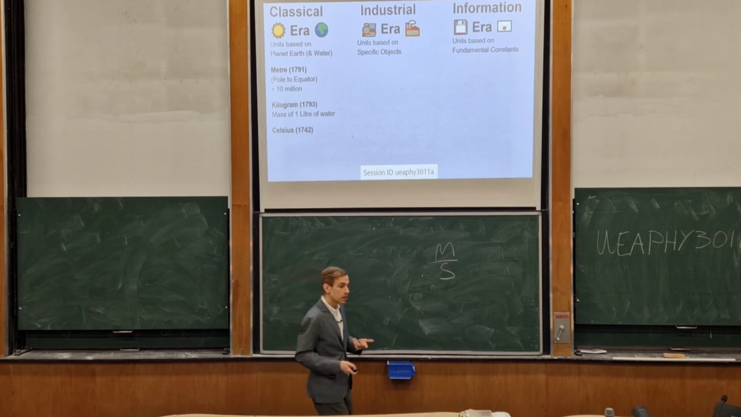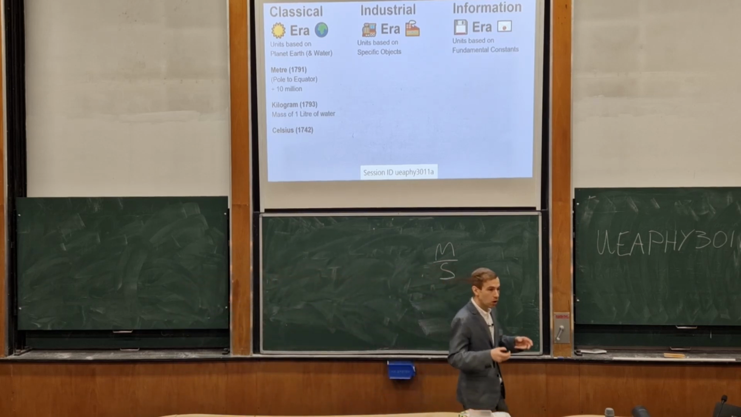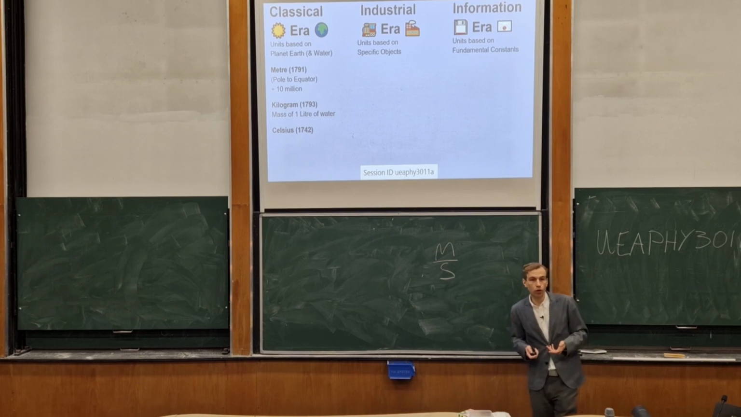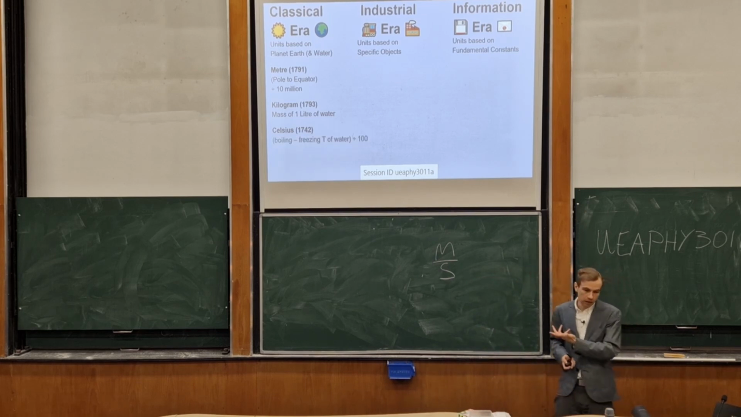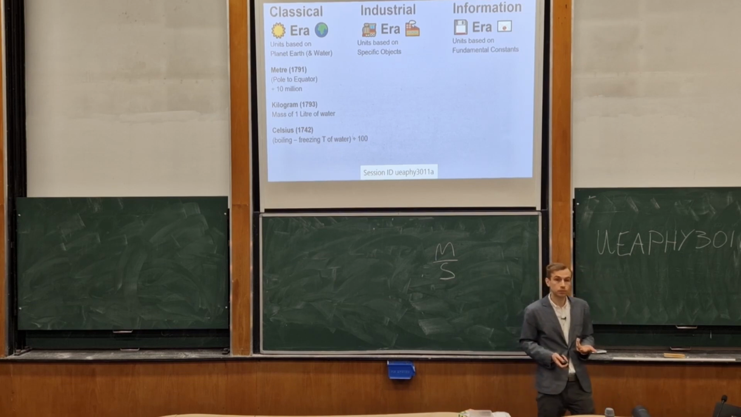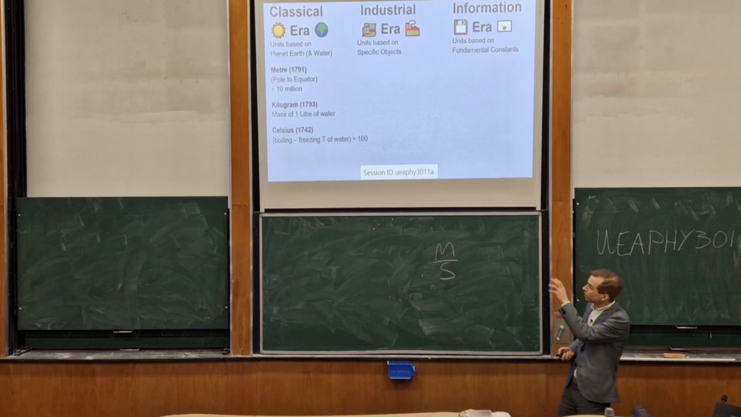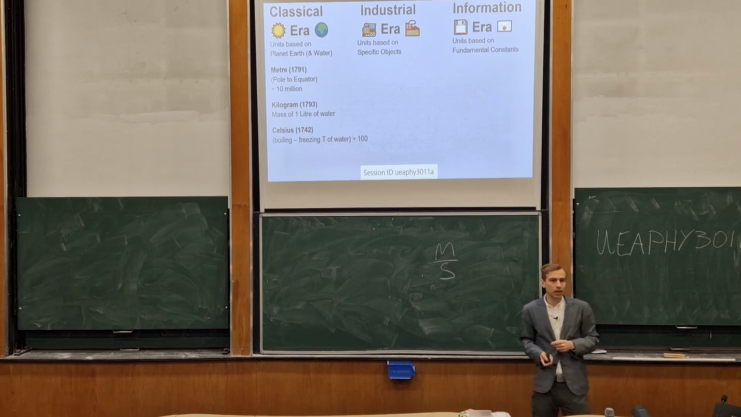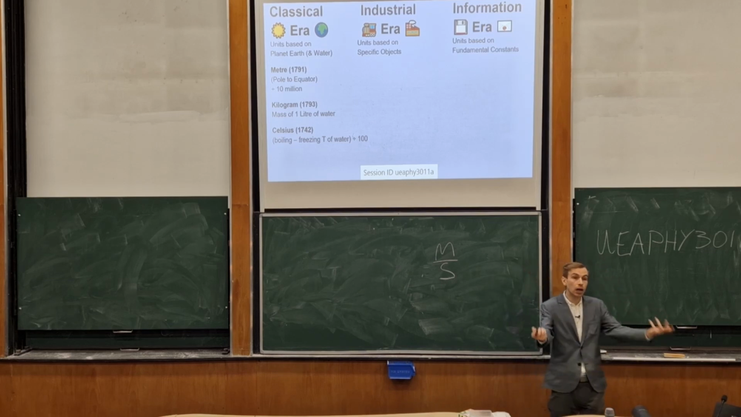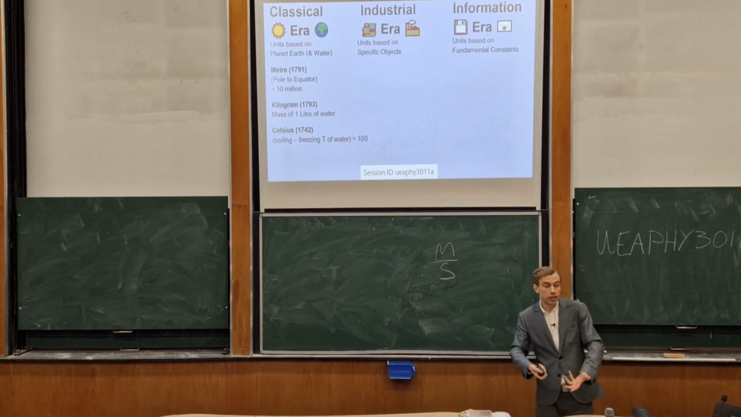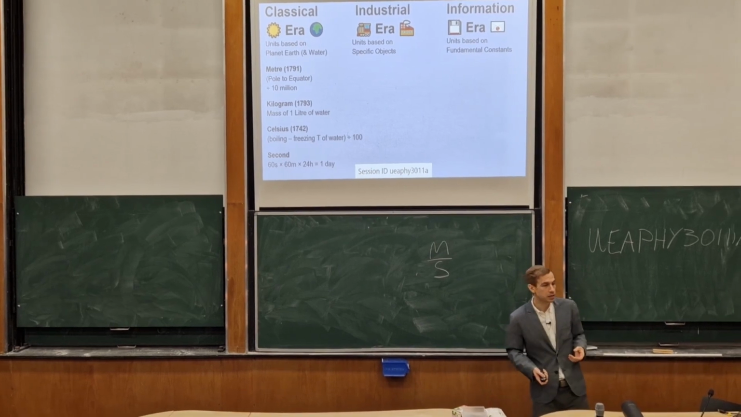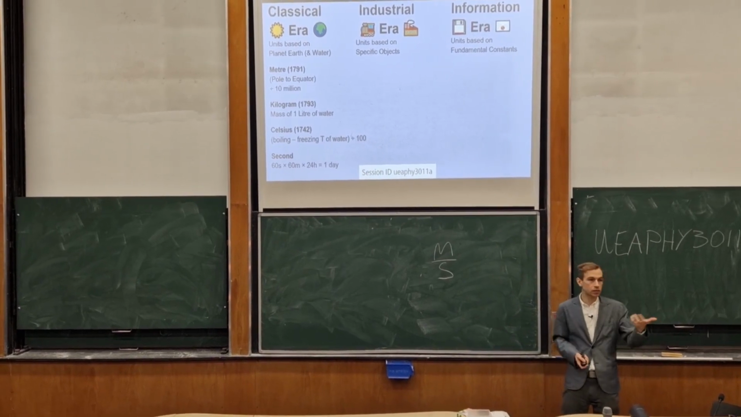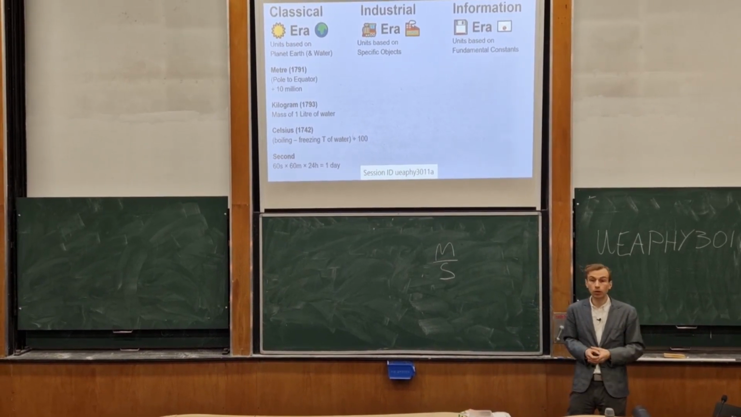We've also got Celsius, and that was based on the boiling and the freezing temperature of water divided by 100. And that gives us the Celsius. And then the last unit from the classical era is of course time. And time was originally defined by the rotation of the Earth. So for the second, we had 60 seconds, 60 minutes, and 24 hours gives us 1 day. And that's where we got the second from.